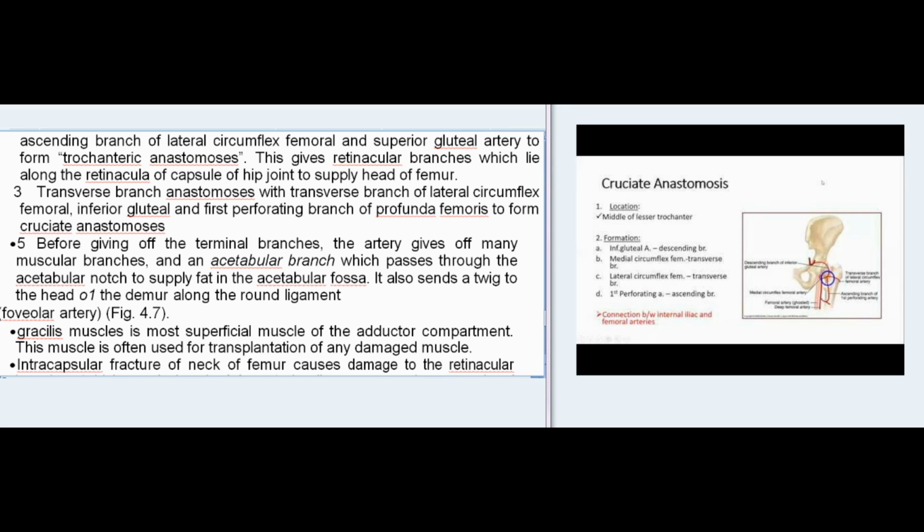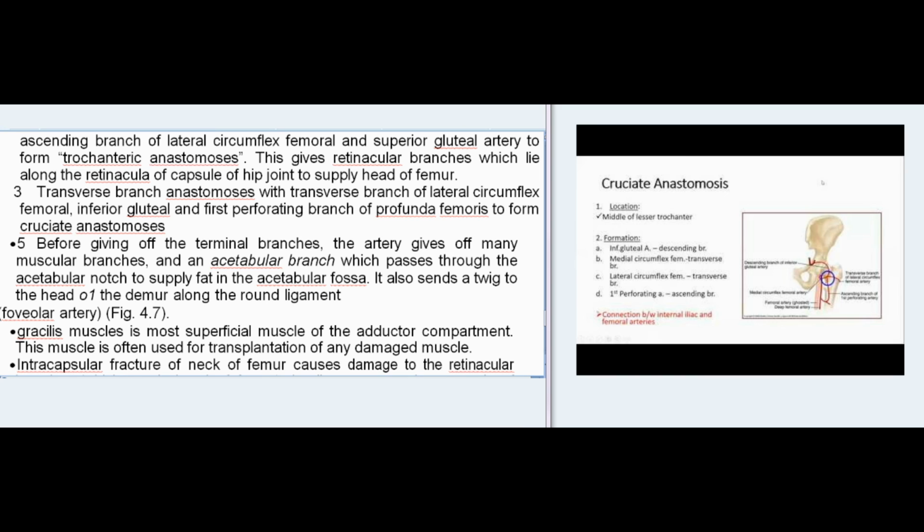5. Before giving off the terminal branches, the artery gives off many muscular branches, and an acetabular branch which passes through the acetabular notch to supply fat in the acetabular fossa. It also sends a twig to the head of the femur along the round ligament, the foveolar artery.